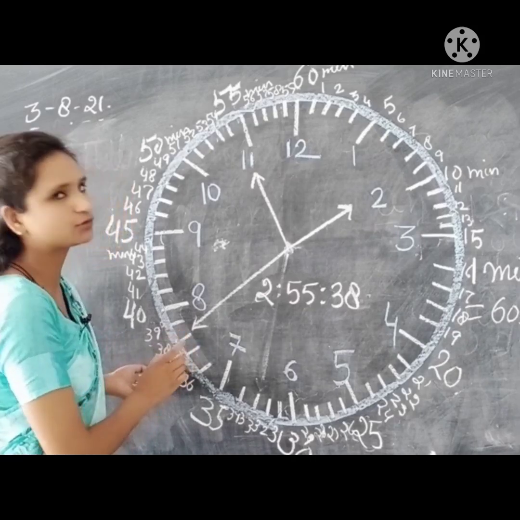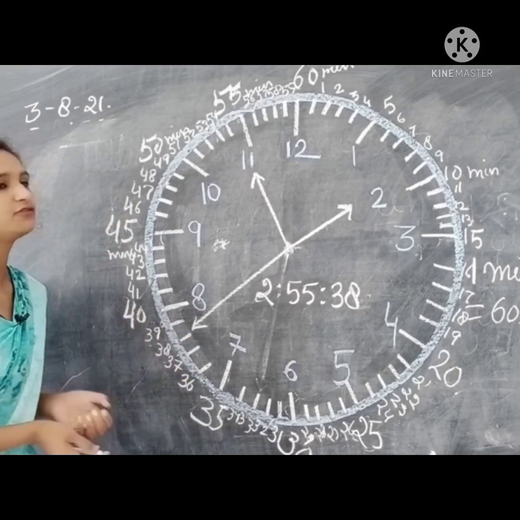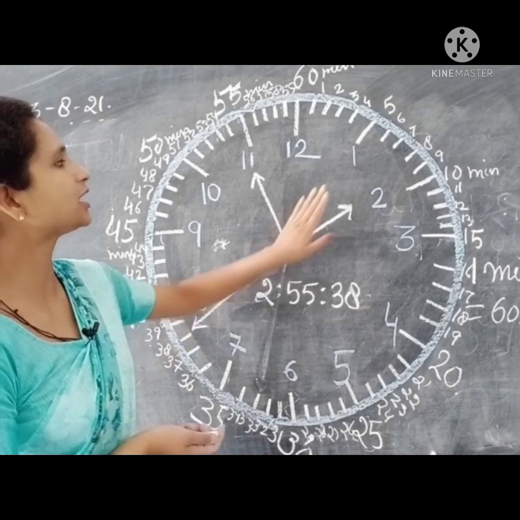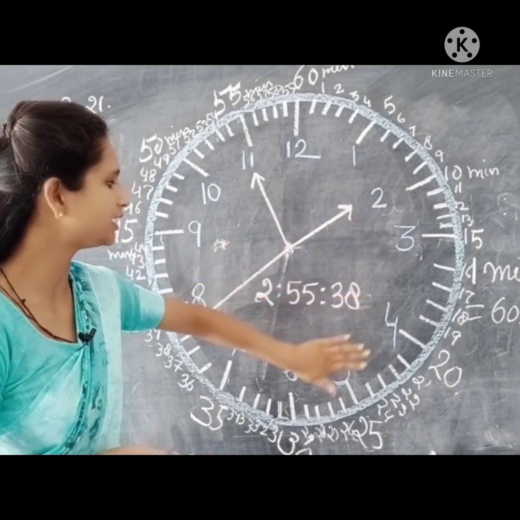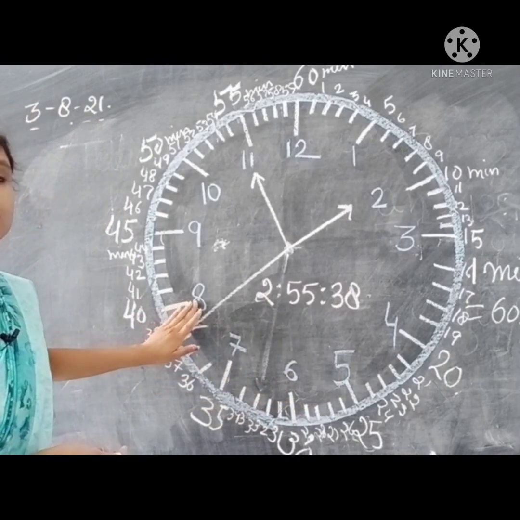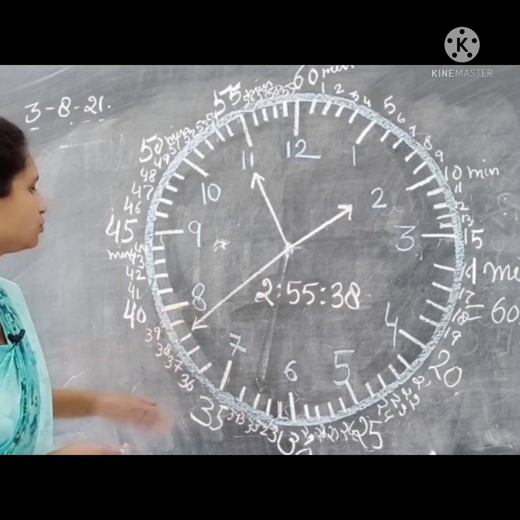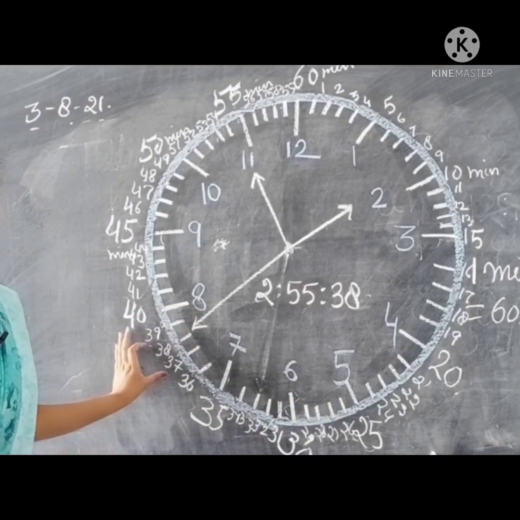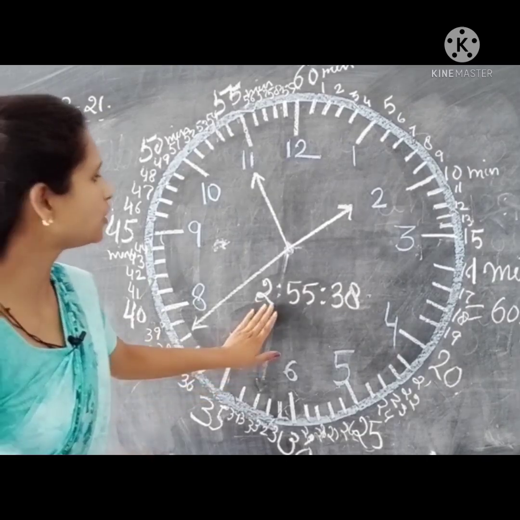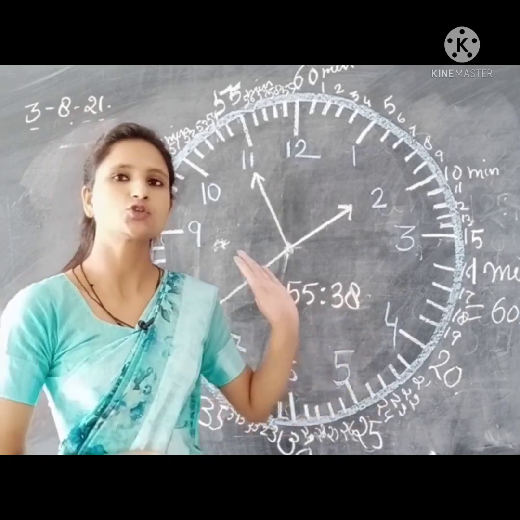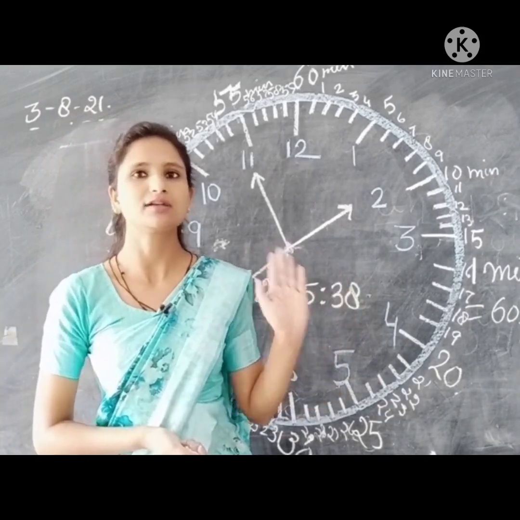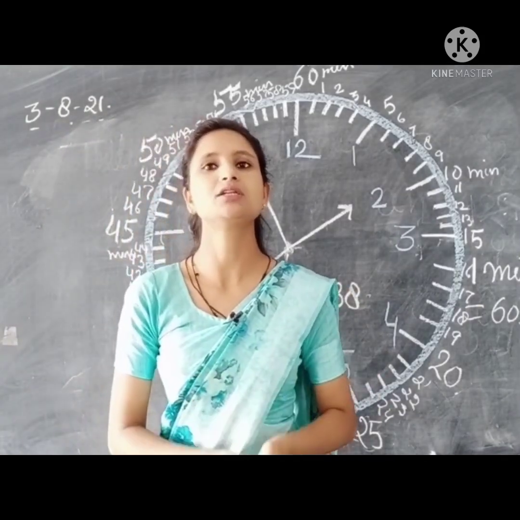So you have to count them on your own, and for that you must be very clear with these main divisions. These are 5, 10, 15, 20, 25, 30, 35, 40. Then only it will be easy for you to count the subdivisions for writing seconds. 2 hours 55 minutes and 38 seconds. In this way we have to tell the time in hours, minutes and seconds.